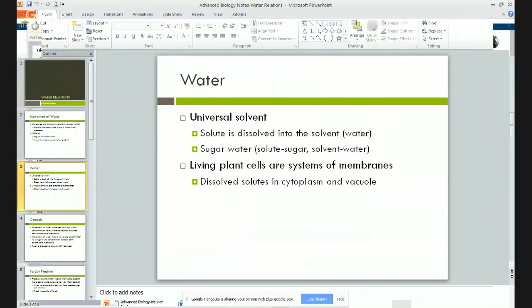Another thing I want to make sure you remember is that living plant cells are made up of lots of membranes, so they're going to be selectively permeable. That means they're able to move solvents and solutes across those membranes, because you have dissolved solutes in your vacuoles that need to go into the cytoplasm, or from the cytoplasm into the vacuole, or from the cytoplasm to the outside of the cell.